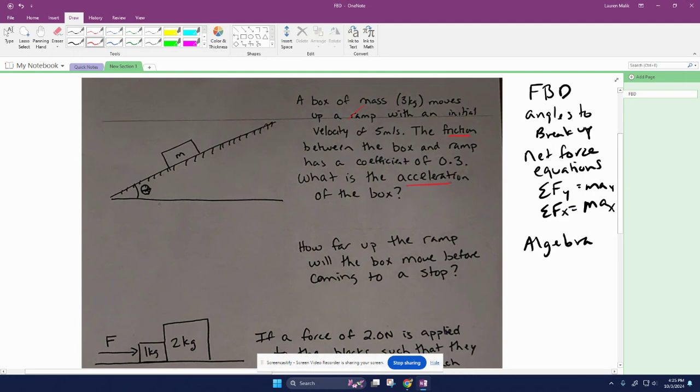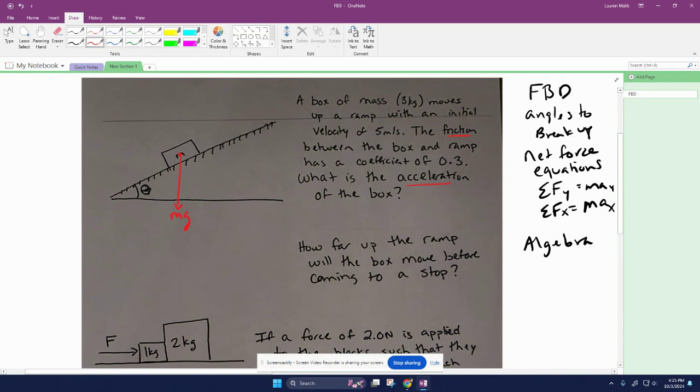All right, so first things first, we need to draw our free body diagram. So free body diagram, we have our mass here, and what do we have? We have gravity pulling down, or force of weight. We have a normal force.